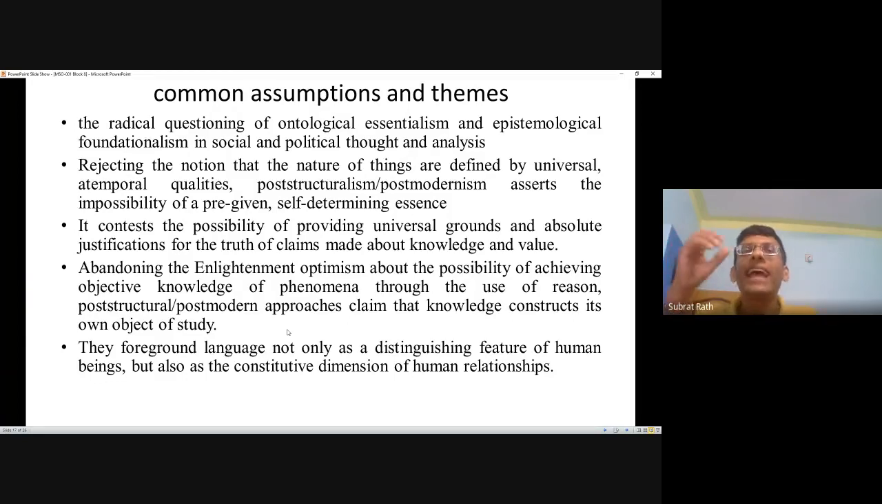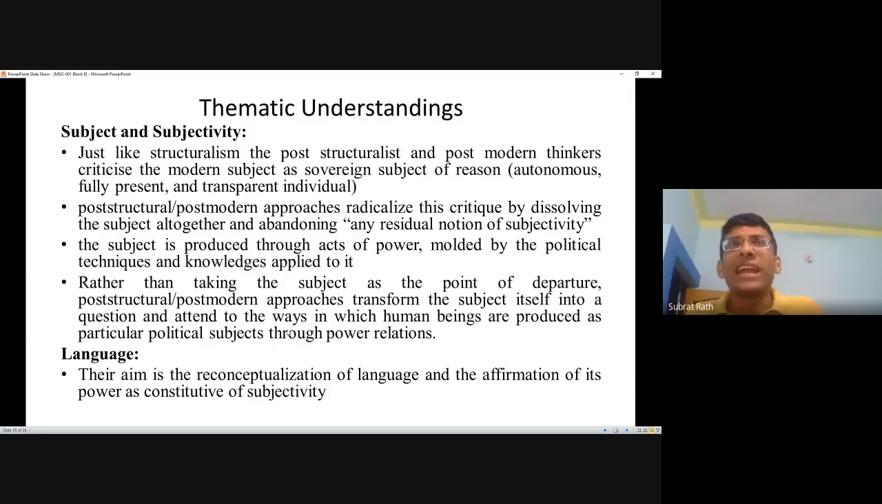So what they are doing is constantly challenging the objective tendency of the people in modernity and structuralism. They are saying objectivity is concerned with the subject involved. So the thematic understanding of post-structuralism and postmodernism includes subject and subjectivity, how the subject is created and how his inner qualities are created. They are saying that the subject is the point of departure, and the subject itself questions and attends to the way in which human beings are produced, particularly in a political system. That means the subject is constantly interrogating himself.